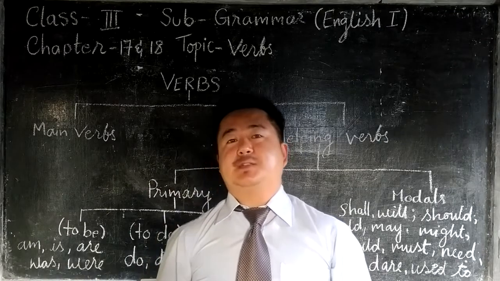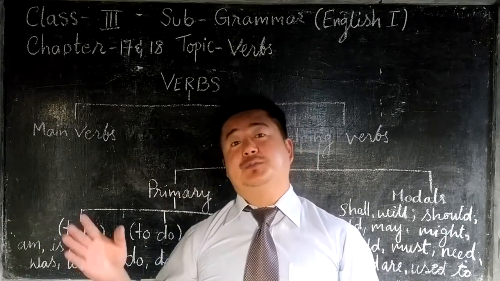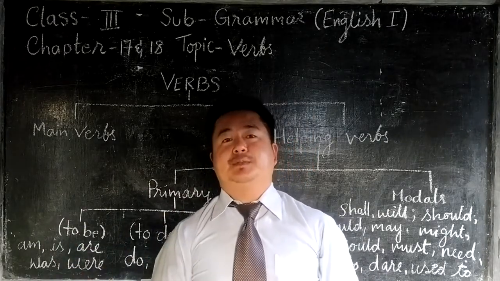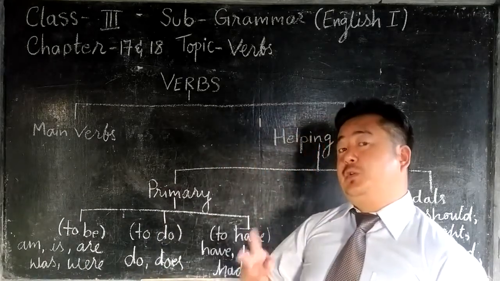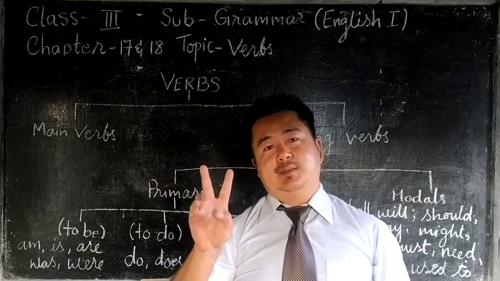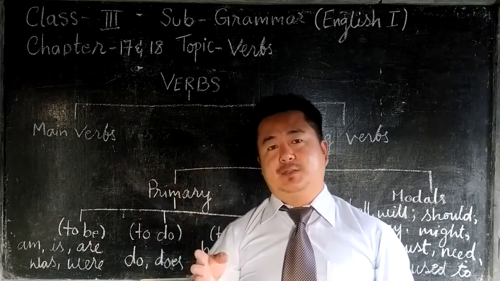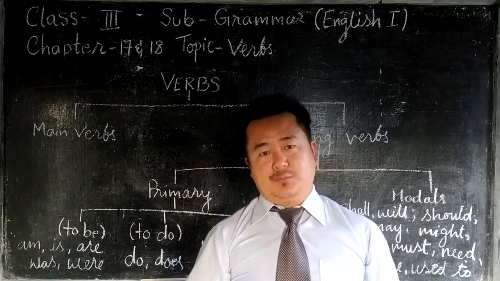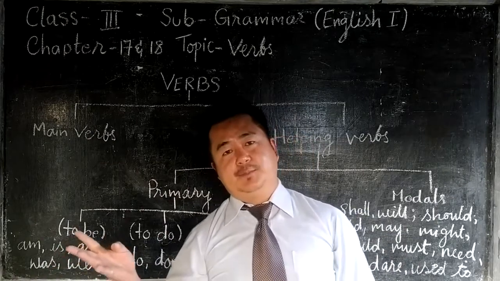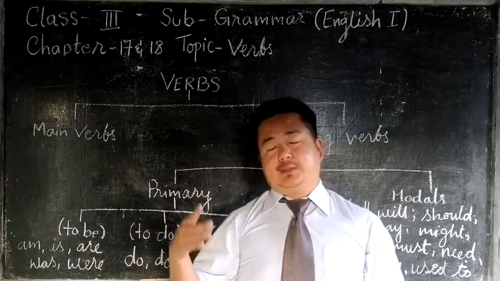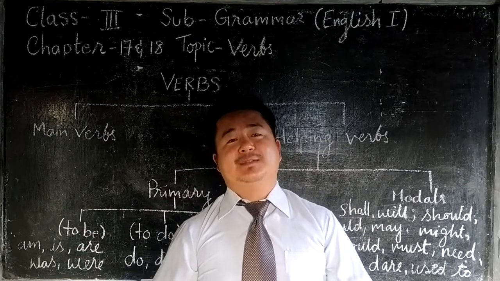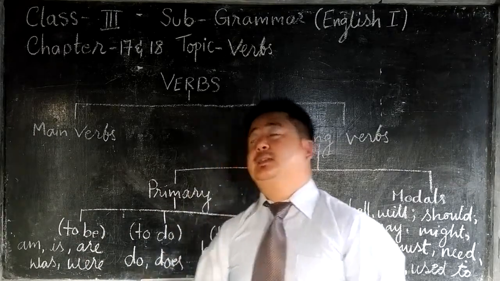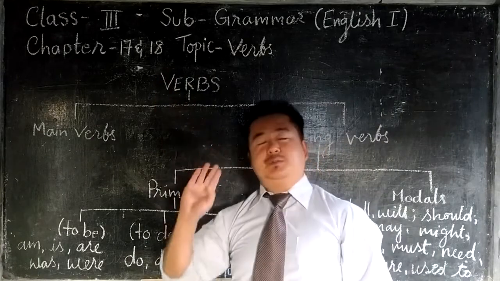Today we are going to start a new chapter that is related to the previous chapter, that is verb. We are going to do the two chapters consecutively, one after the other, because both are related to the previous chapter, verb. Today we are going to start with the chapter on page number 58, that is chapter 7 along with chapter 8.